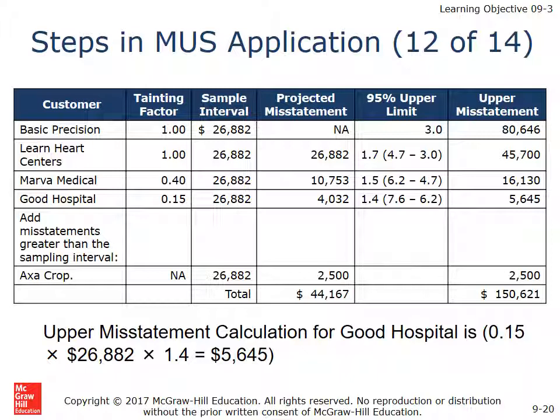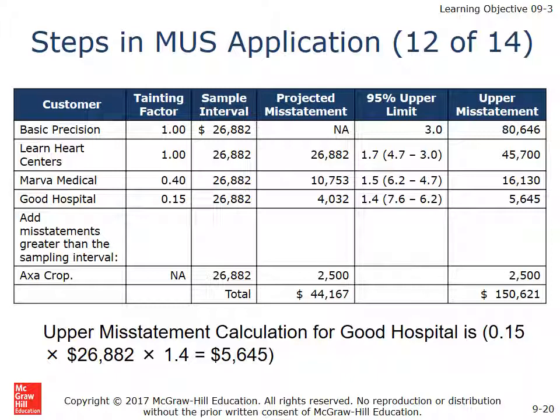5645. Our basic precision, the very first one, is always 100 times the sampling interval. There's no projected misstatement, so the upper misstatement is 80,000 times 3, because that's our very first with 0 misstatements. So now we add up 80,646 plus 45,700 plus 16,130 plus 5645.